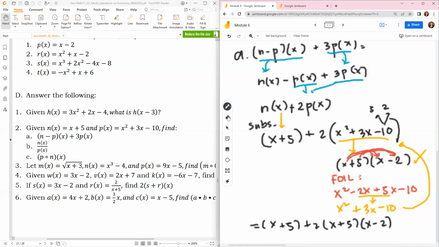Remember that both the first term and the second term have x plus 5. So we can extract x plus 5 out of the equation. How do we do that? We just factor out x plus 5. What remains would be 1 plus 2x minus 2.